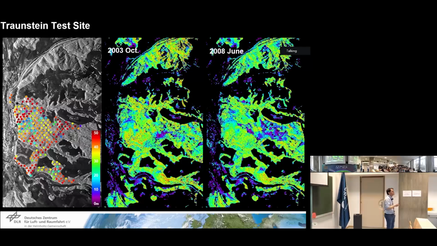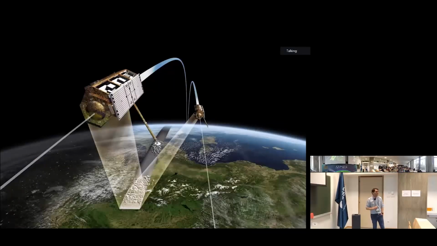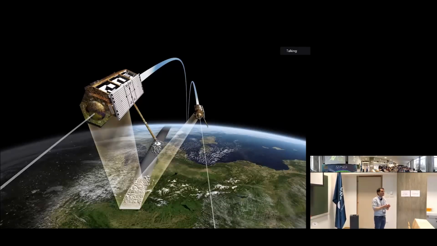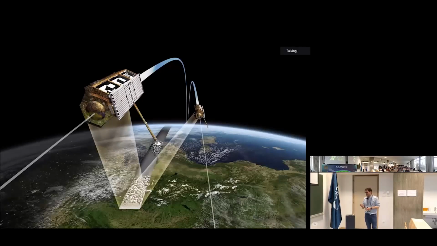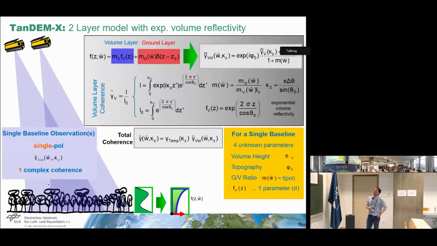So TanDEM-X is a system that gives you interferometry everywhere, systematic, single pass. So there you don't have temporal decorrelation, you have only volume. So this means if you are able to compensate all the system decorrelation effects, you access directly volume decorrelation, and I will show you now that with simple hypothesis, you can get height also from just one coherence without polarimetry. Let's see. So this is what we get.